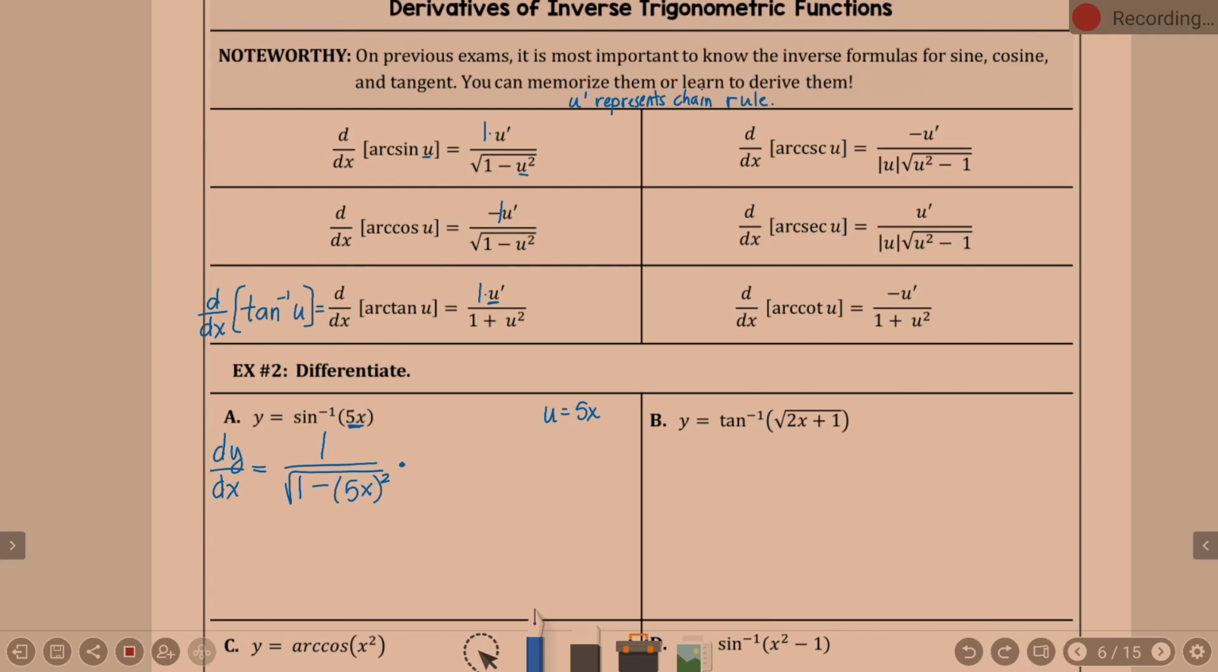What part have I not done up here? I haven't done the u prime. So times the derivative of the inside. What's the derivative of 5x? So times 5. Right. So we're going to clean it up. And so you can see why they have u prime on top, yes? I'm trying to get us there. Baby steps. Here's what I'm trying for. 5 over the square root of 1 minus 25x squared is what I'm going to write that as.